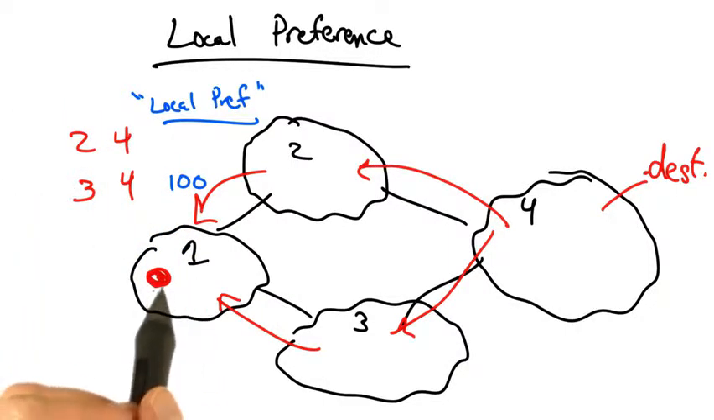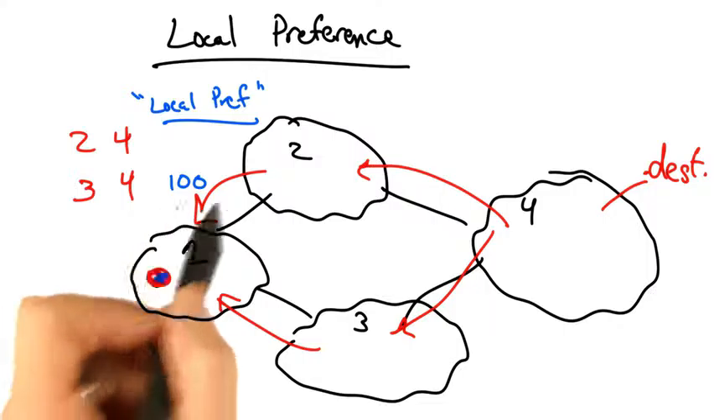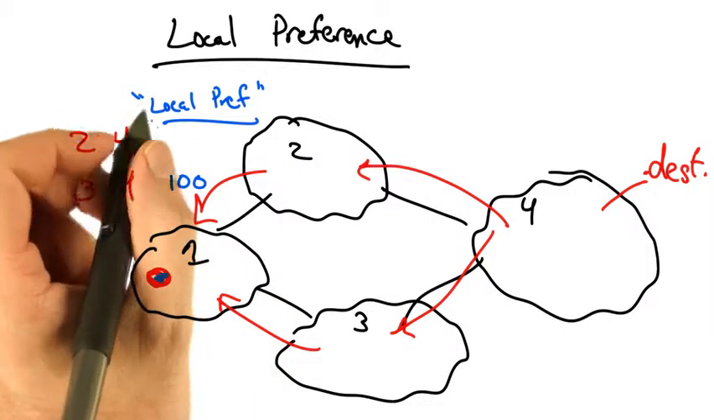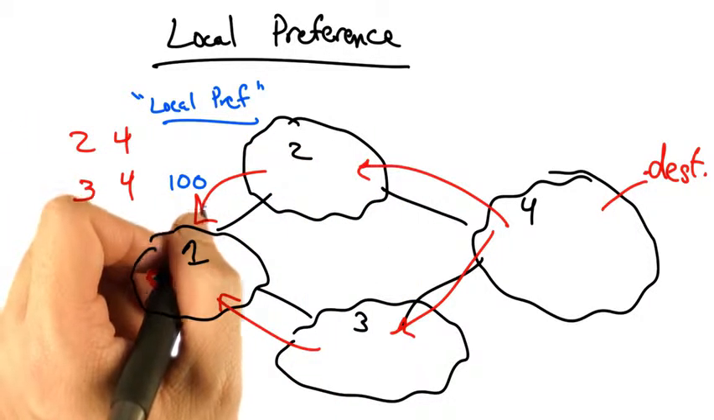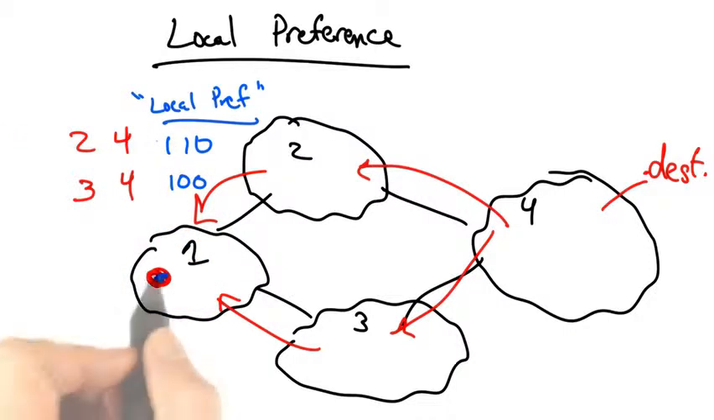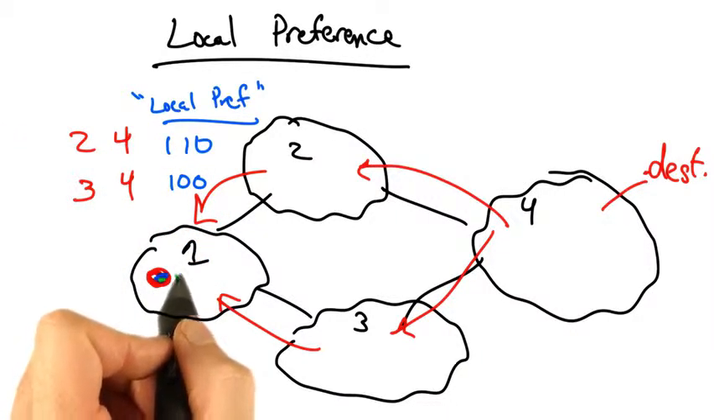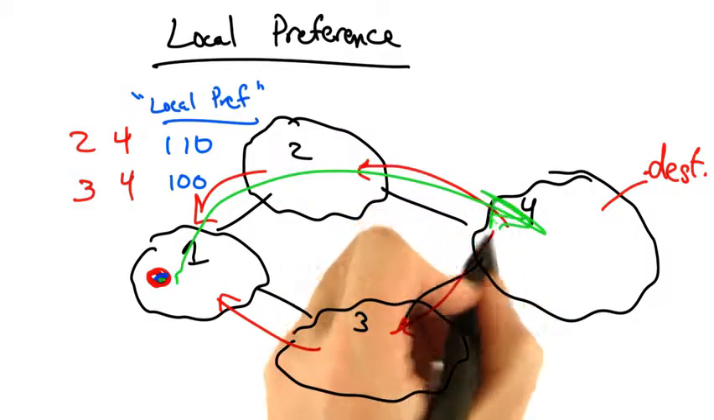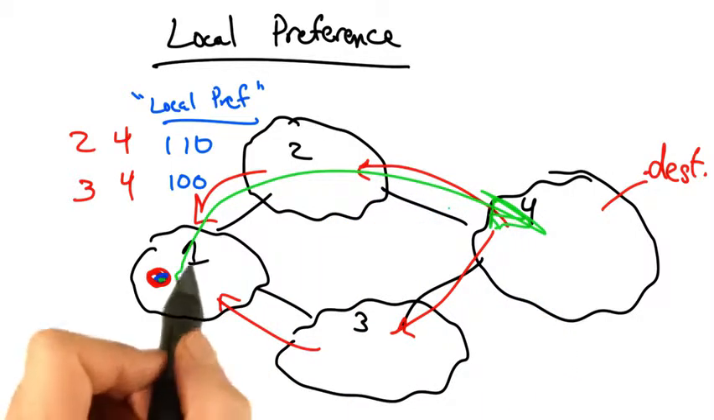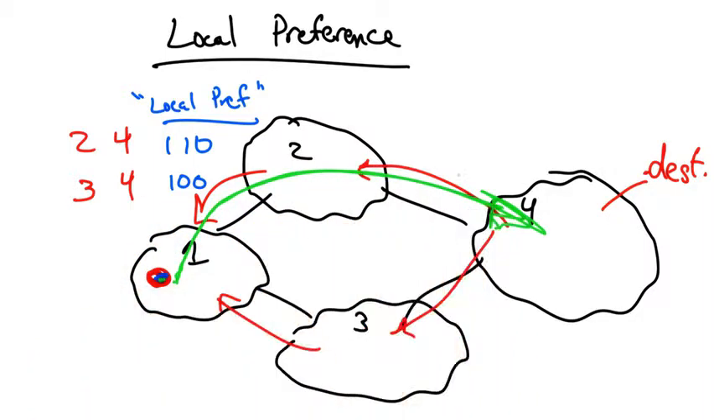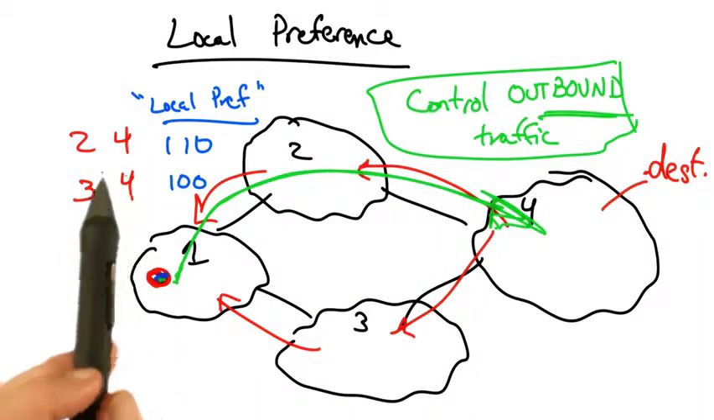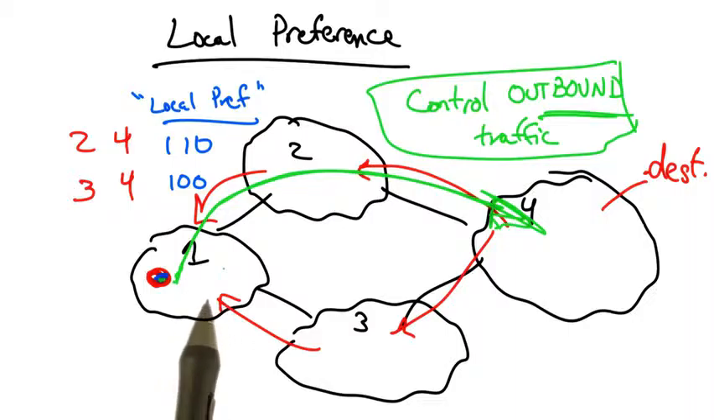The default local preference value is 100. If the operator prefers that this router select the path through AS2, it can configure the router to set a higher local preference for that route, such as 110. This results in this router selecting the route through AS2 and sending traffic to the destination in AS4 via AS2. In this way, an operator can adjust local preference values on incoming routes to control outbound traffic, or to control how traffic leaves its autonomous system en route to a destination.